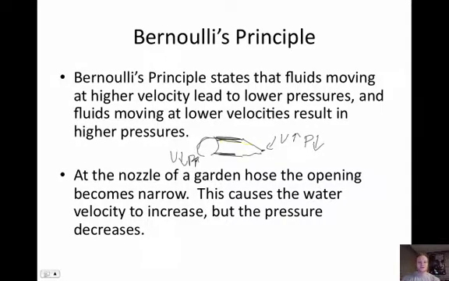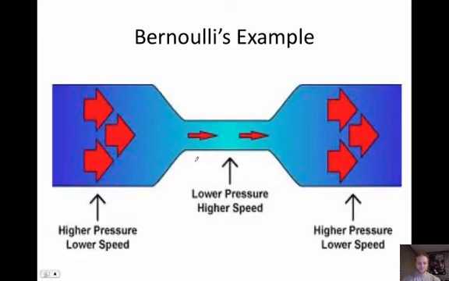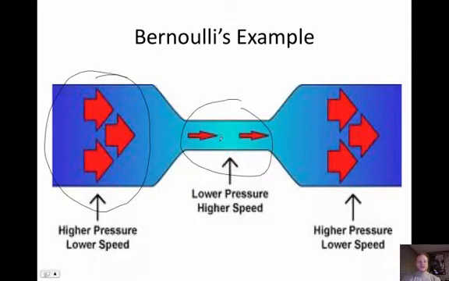Okay, so maybe let's take a look at some pictures, and this might help make it more intuitive. Here we've got a nice pipe, right? On the left-hand side you've got really high pressure, but the speed is slow. As this pipe narrows down into this thin area, the pressure has to decrease, and when the pressure decreases, the speed increases, so you can move more fluid through that pipe. And then when you expand out again, now the pressure has increased, but the speed has decreased. And that's basically all Bernoulli's principle is.